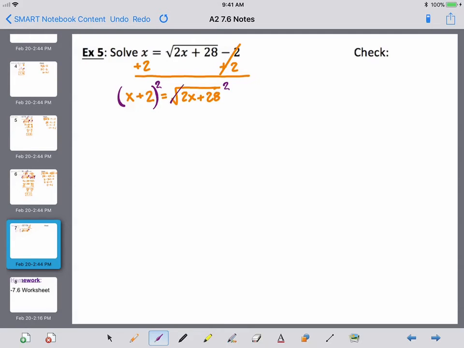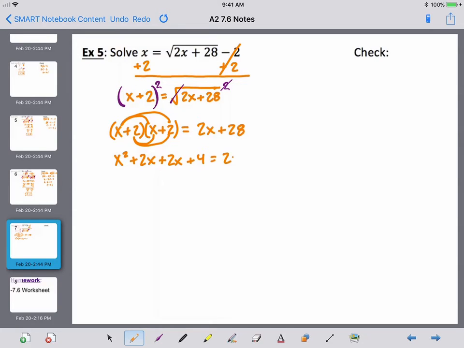So this square root and this power of 2 cancel out. And now here's where you've got to be careful. x plus 2 squared means x plus 2 times x plus 2. And that's going to equal 2x plus 28. So to solve this, we're actually going to need to distribute on the left. x times x is x squared. x times 2 is 2x. 2 times x is 2x. And 2 times 2 is 4. And that still equals 2x plus 28.